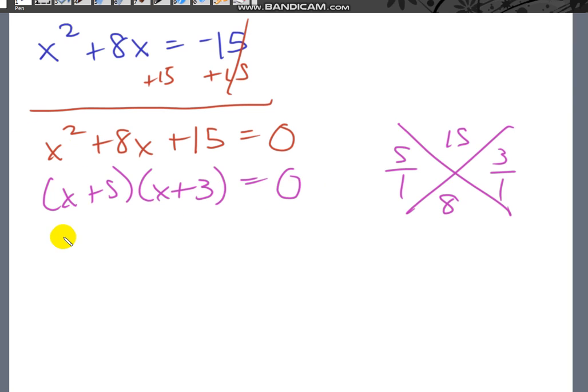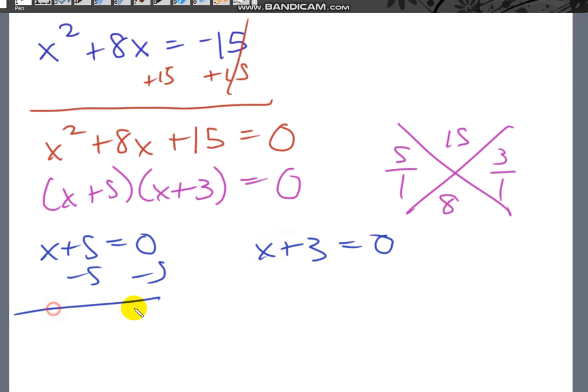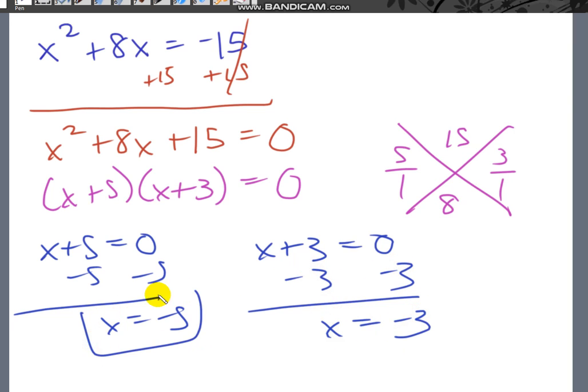Then you could go ahead and solve for x. x plus 5 equals 0, and x plus 3 equals 0. Subtract 5 on both sides, you get x equals negative 5. Subtract 3 on both sides, you get x equals negative 3. And as you see, if you were to pause the video, look at what we did last, compare it to what we did here, you realize you're going to get the exact same thing. So, of course, like I said, this won't happen all the time.